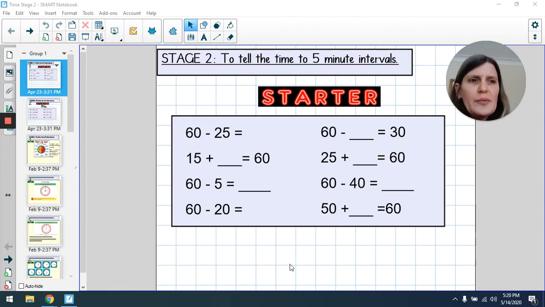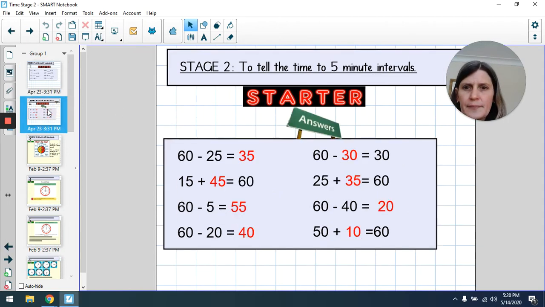In today's lesson, we're going to be looking at stage 2 of learning to tell the time, and that's looking at telling the time to 5-minute intervals. There's a little starter here using your knowledge of number ones and subtracting from 60. That's going to come in handy when you're looking at telling the time later on. So pause the film when you're ready and then check your answers.